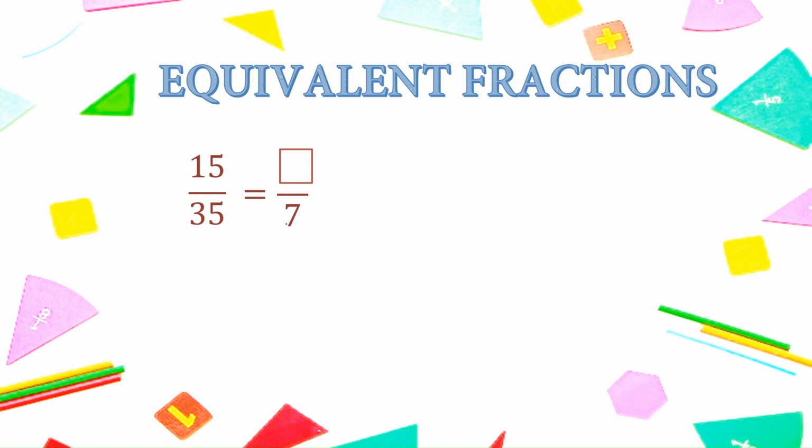See, in the seventh table when can we get 35? That is 7 fives are 35. So we have to divide this number with 5, then we will get 7. So with the same number we will divide the numerator also. Then here we will get 3 as the answer. So the value here would be 3. We will look into a few other questions in this manner.